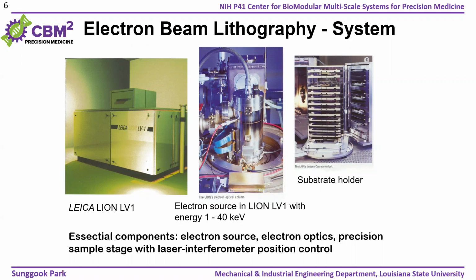And then in some cases, you also have a substrate holder. In this case, they have like a 12 or 15 holder. So without breaking vacuum, they can just change samples and then do the electron beam lithography.